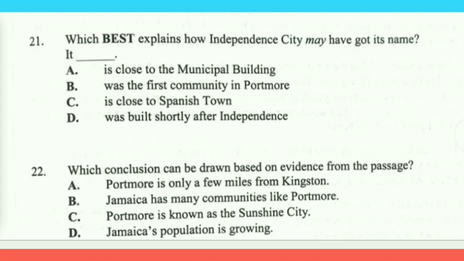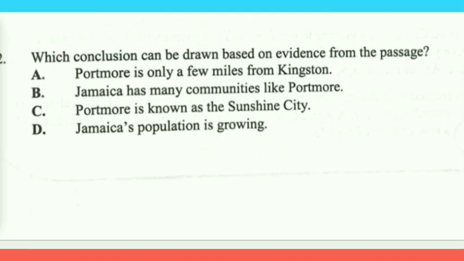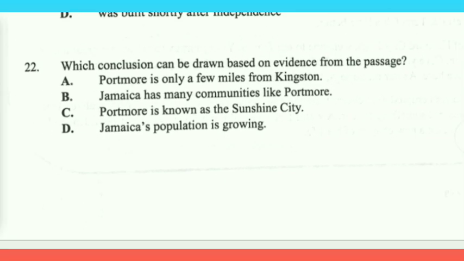C says it is close to Spanish Town, and D says it was built shortly after independence. And of course the answer is D. So Independence City got its name because it was built shortly after Jamaica gained independence. All right. 22. Which conclusion can be drawn based on evidence from the passage?